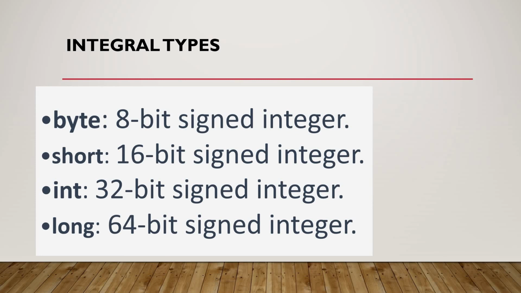So, byte is an 8-bit signed integer, it can store values from -128 to 127. Short is a 16-bit signed integer. It can store values from -32,768 to 32,767. Coming to int, it is a 32-bit signed integer. It can store values from -2 raised to 31 to 2 raised to 31 minus 1. And coming to long, a 64-bit signed integer, it can store values from -2 raised to 63 to 2 raised to 63 minus 1.